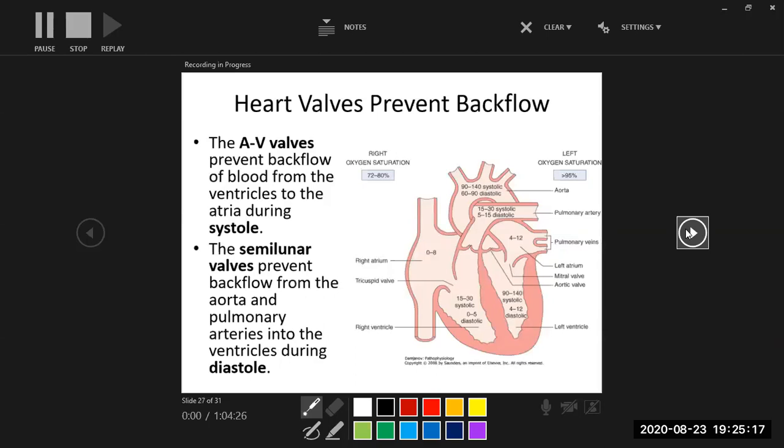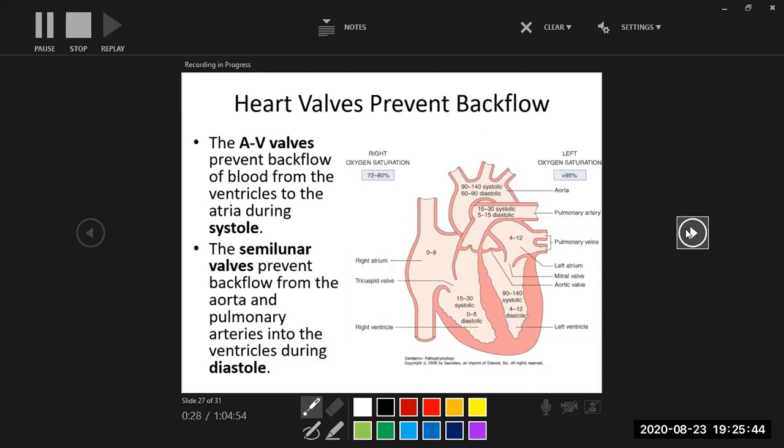All right. So that is the cardiac cycle. We learned about how blood goes into the atrium and the ventricle, how diastole and systole work together to pump the blood out.